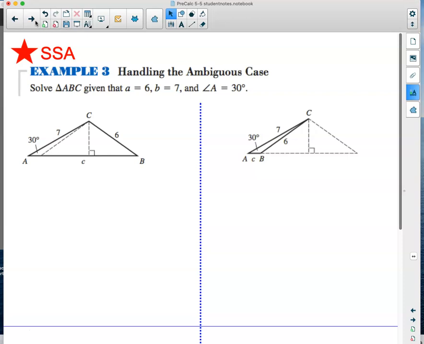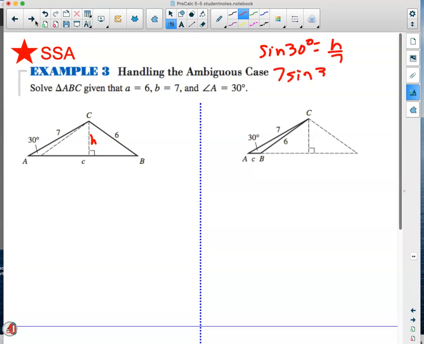But the first thing we would do, and I know they already did it for us, is figure out that height to see that we have two triangles. So the sine of 30 degrees equals h over 7. 7 sine of 30 degrees equals h. And this one goes much faster if we remember the sine of 30 degrees is 1/2. Otherwise you punch it in. You get the same answer.